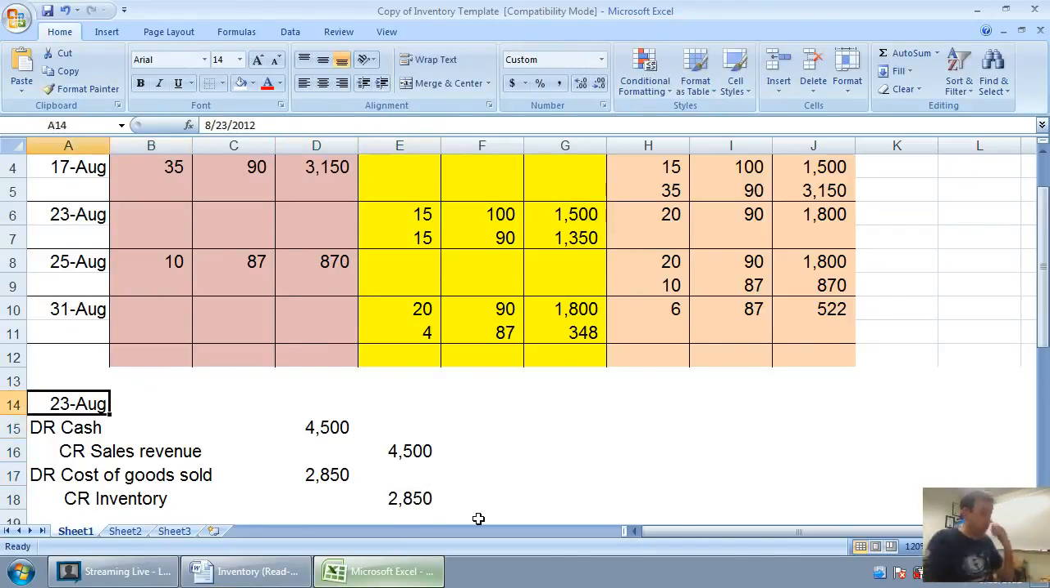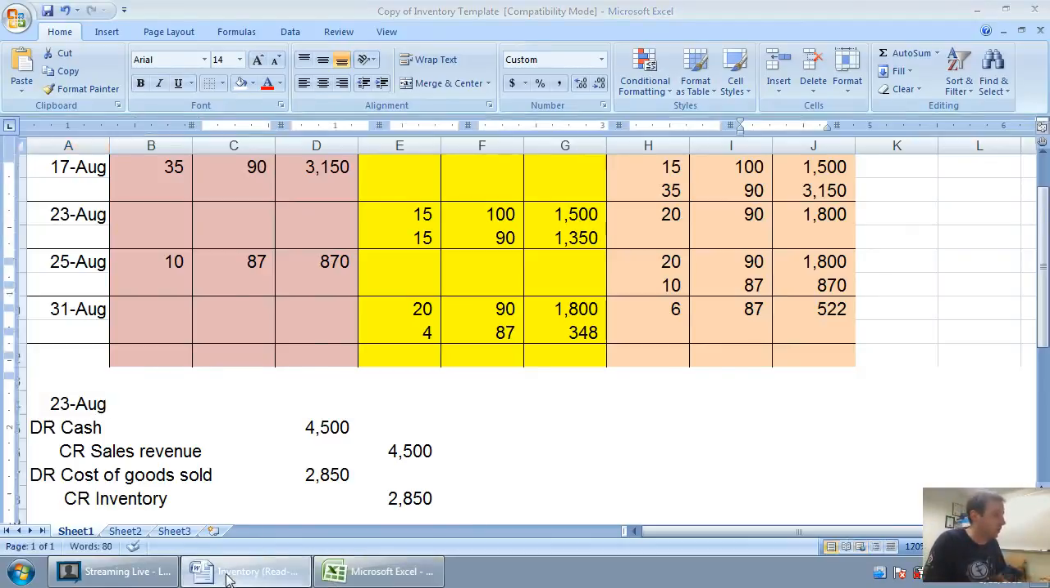So again, whenever we sell inventory, we're thinking double journal entry. One for money coming in the door, and the other for inventory, some of our assets, walking out the door with our customers. Debit cash, credit sales revenue, or debit accounts receivable, credit sales revenue, depending if it's on account or not, for the amount that we received or are due.